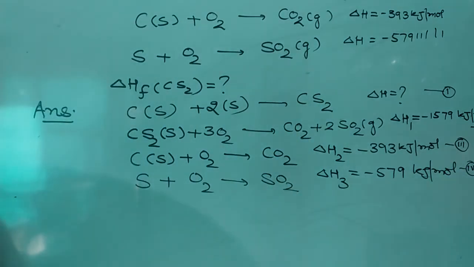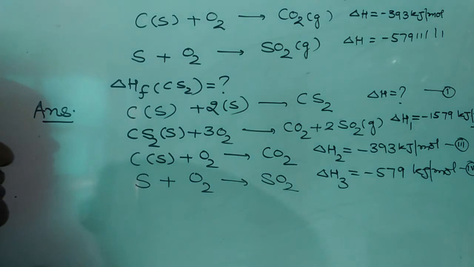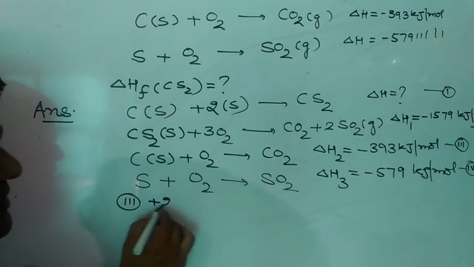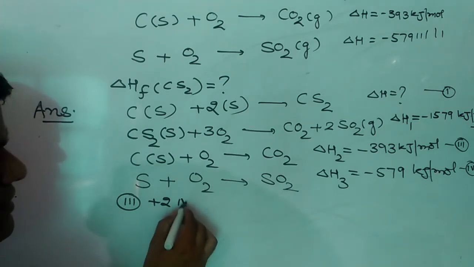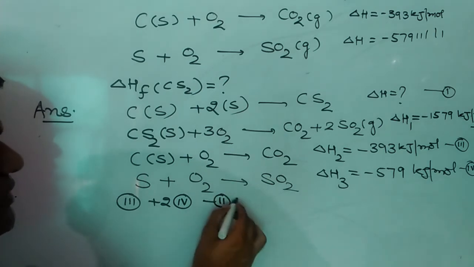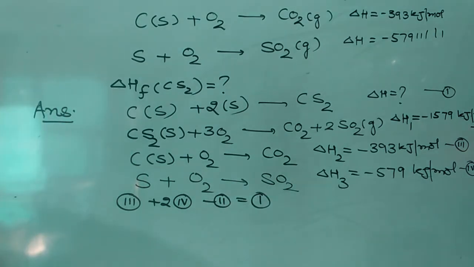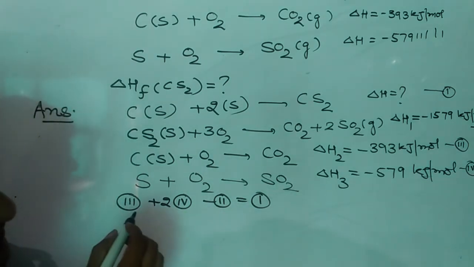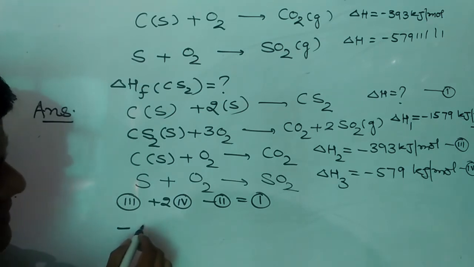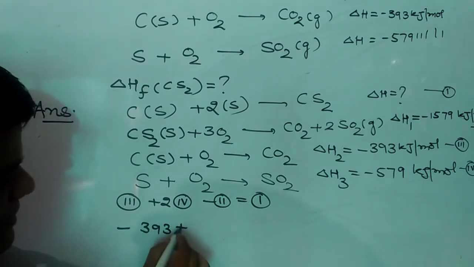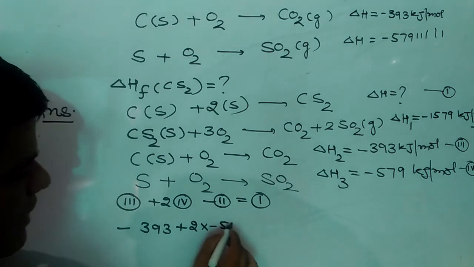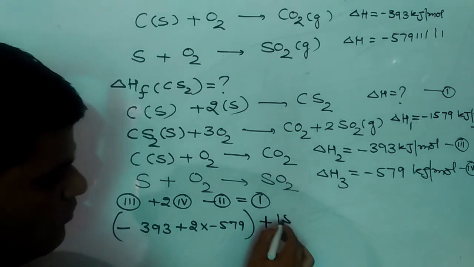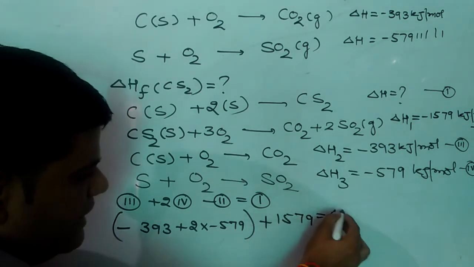Now we have to make the first equation by use of the second, third and fourth. From this we will get: third plus 2 times fourth minus second is equal to first. So we get minus 393 plus 2 into minus 579 plus 1579, that is equal to delta H.